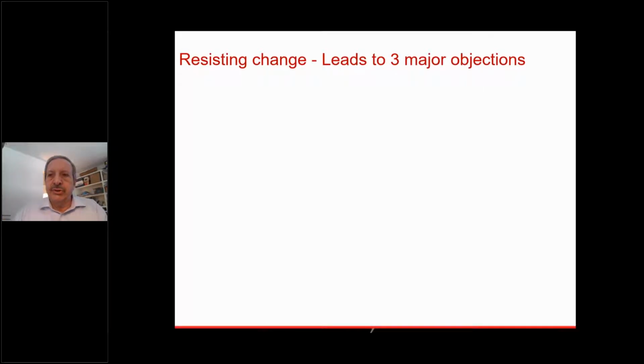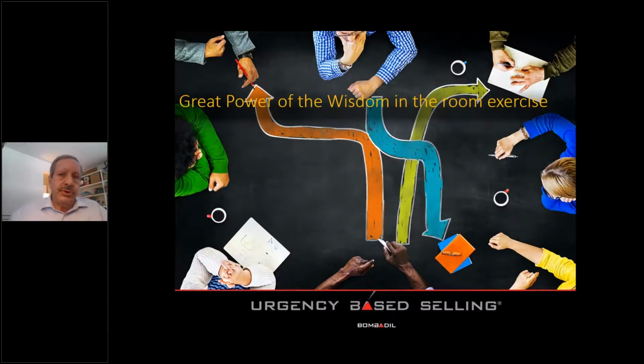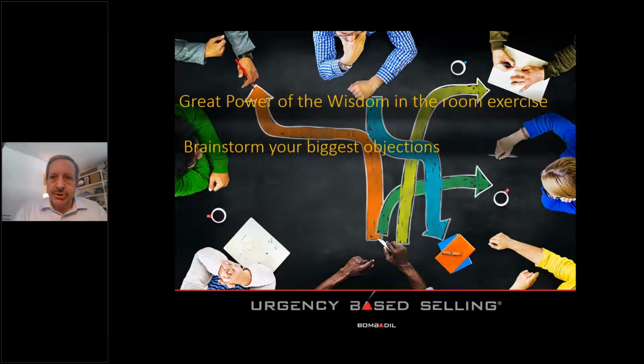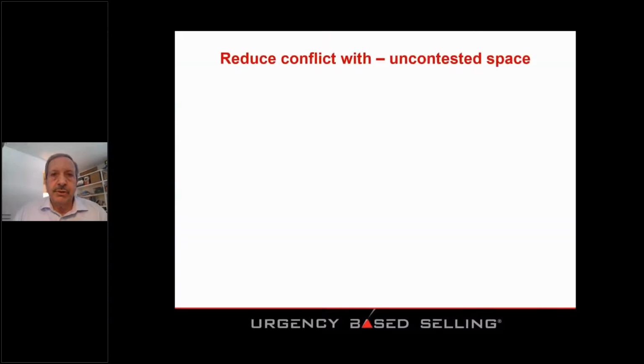When the prospect resists change, there are at least three major objections we run into. "I'm good," which means I'm quite happy the way I am right now. "Your price is too high," and "I see you as too risky." Now, this latter one, in my experience, having worked with over 150 organizations, tends to be the biggest challenge for which we're not prepared. What you might want to do is a little power of the wisdom exercise. Brainstorm within your organization: what are your biggest objections? Draw on the power of the room. How do we resolve these objections? I'm going to give you some ideas today, but I think you'll find this is a great exercise to do in your own organization.